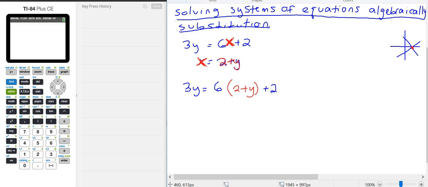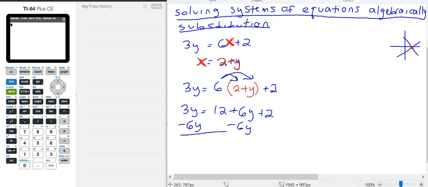So let's do that. 3y = 6 times 2 is 12, 6 times y is 6y, plus 2. Now we're going to combine like terms, so minus 6y on both sides. Negative 3y = 12 + 2, which is 14. Divide by negative 3 on both sides. y = negative 14 over 3. And that would be the y coordinate of the intersection of these two lines.